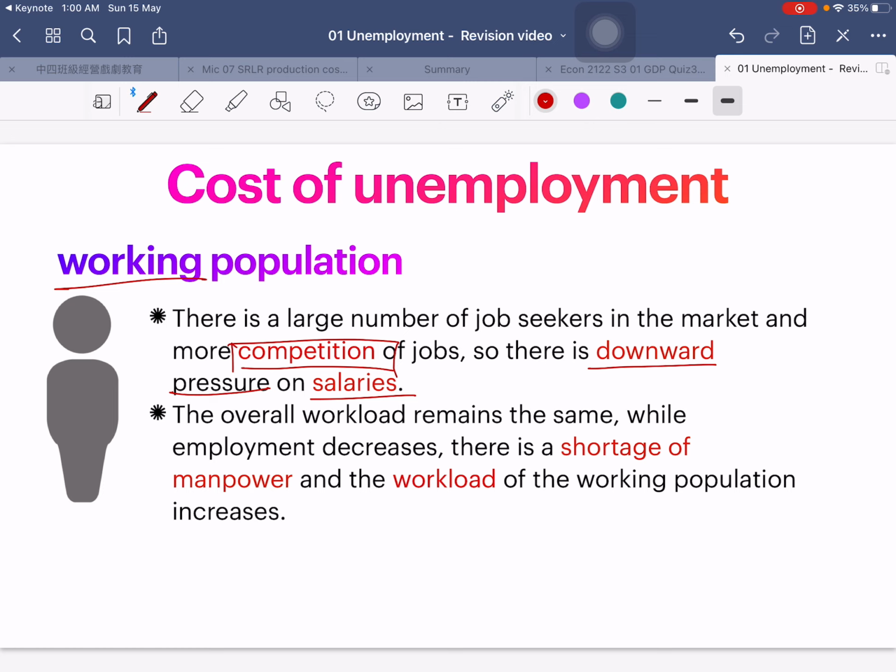Even if they still get a job, on the other hand, because their employer does not employ so many people, the shortage of manpower in their office or in their company will lead to their workload becoming higher.